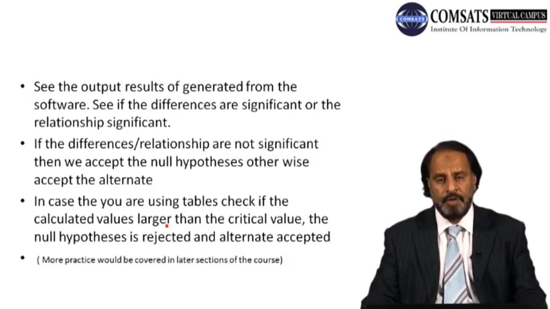In case we are using not the software, but certain statistical tables, we check the calculated value of the variables which we were running, and compare it to see if the values are larger than the critical values. The null hypothesis is rejected and the alternate hypothesis is accepted. That is, if the calculated values are larger than the critical values, then the null hypothesis will be rejected and the alternate hypothesis will be accepted.